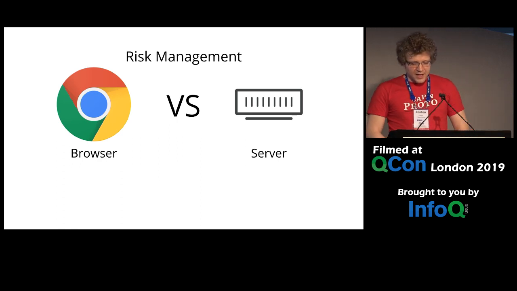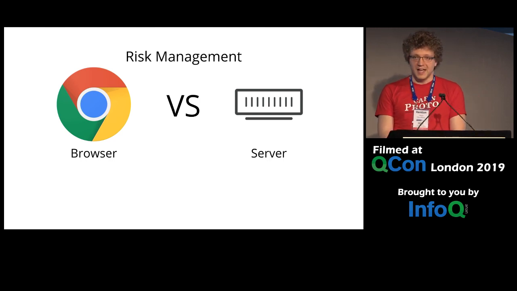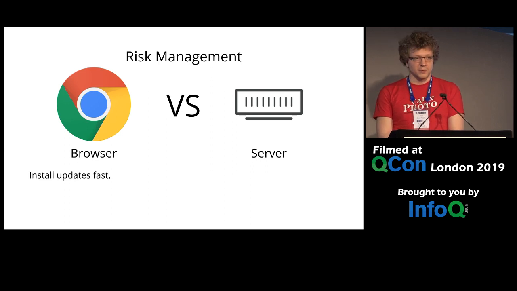And now let's talk about risk management. How can we limit the damage caused when a bug happens? There are things that you may do in your browser today to protect yourself against browser bugs, and some of them apply to the server as well. Obvious one: you probably install Chrome updates as soon as they become available.